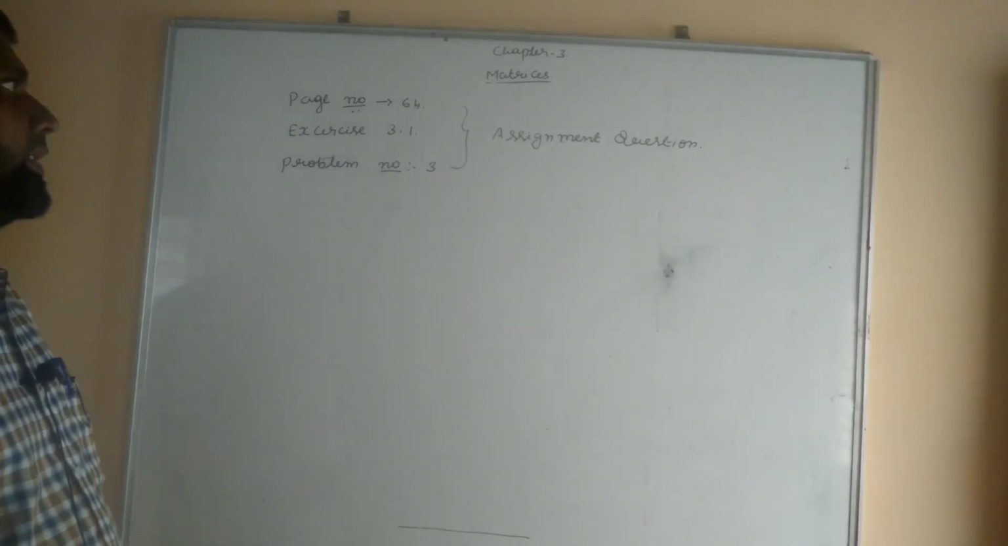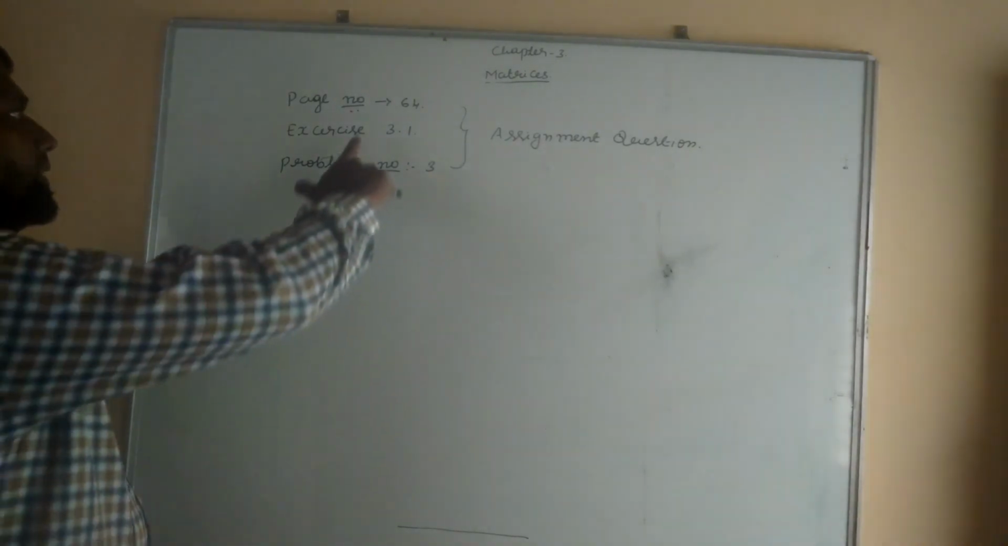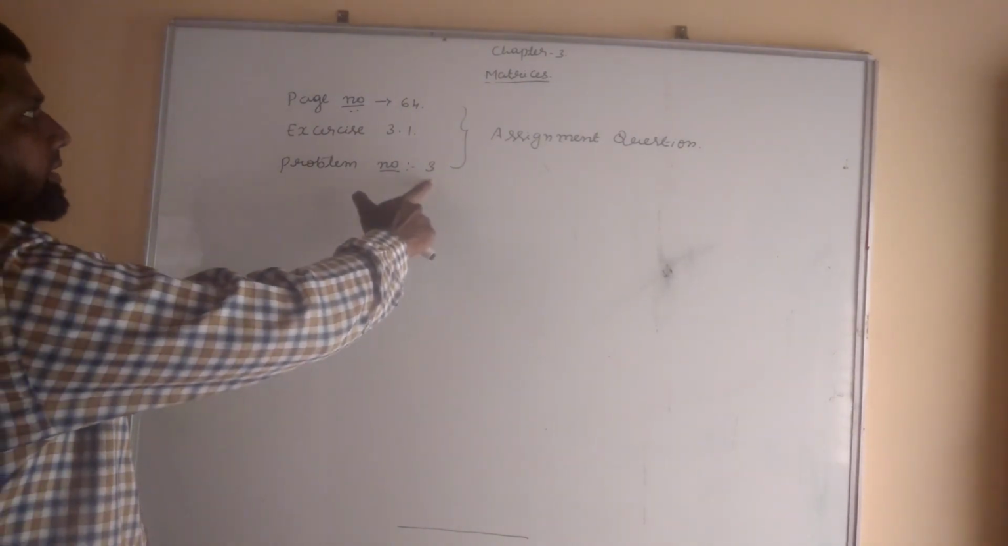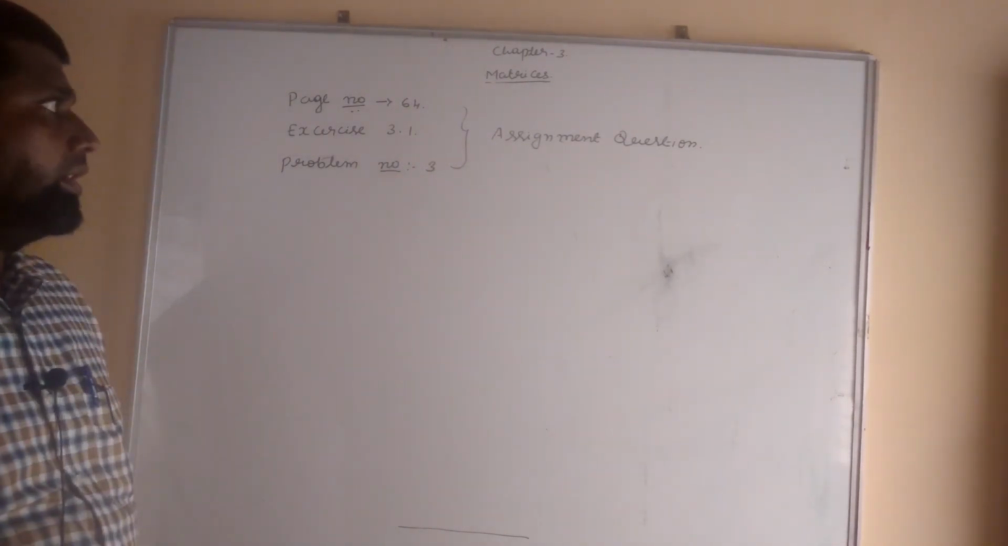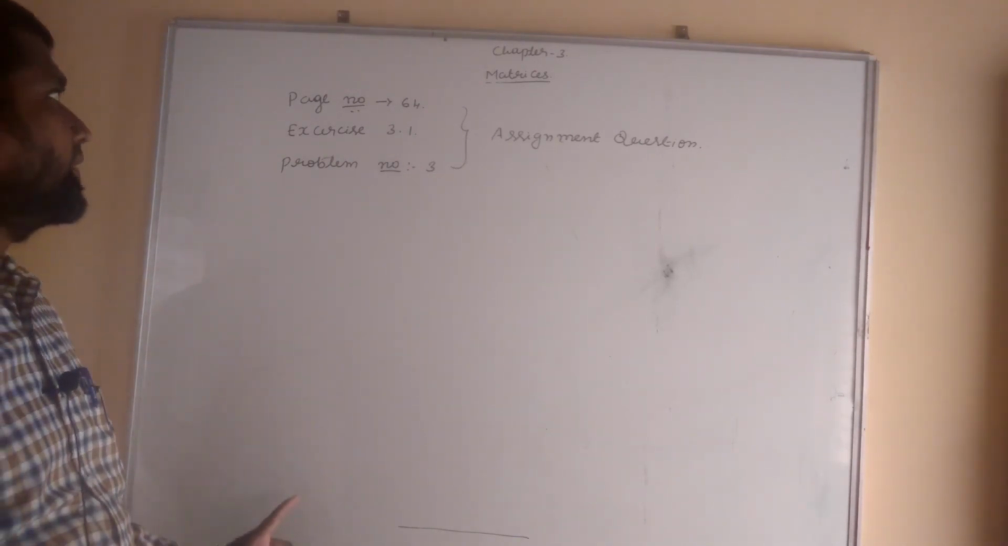Take down the assignment. Page number 64, Exercise 3.1, problem number 3. This is the assignment question. What we have done in the third and fourth questions, the same type of problem has been given as the assignment.